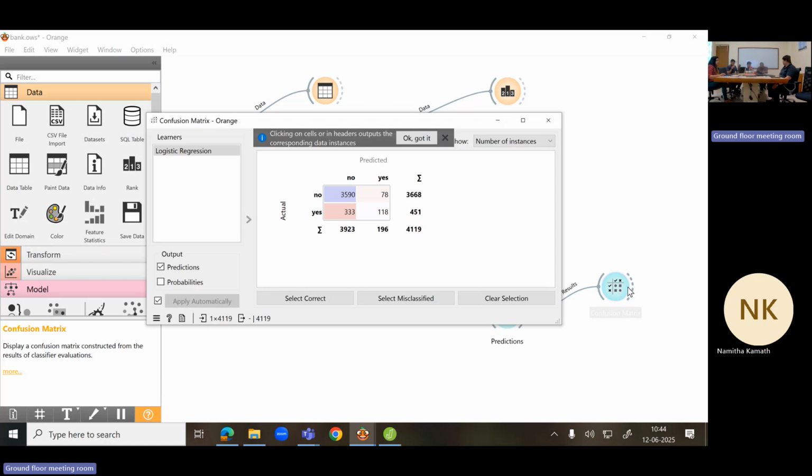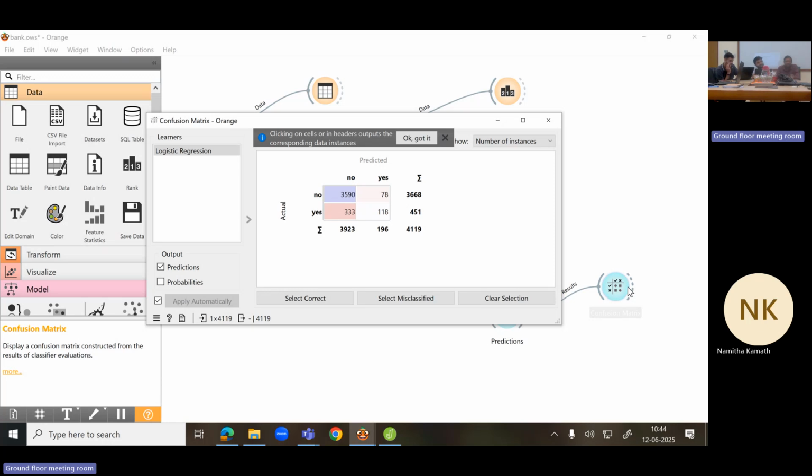Now, in this case, which is more critical? Is false positive more critical, or false negative? False negative. It is actually yes, but we predict no. We are interested in yes, so we don't want to lose those yeses. If the prediction is no and it is actually yes, we are looking for yes, so false negative is more critical.